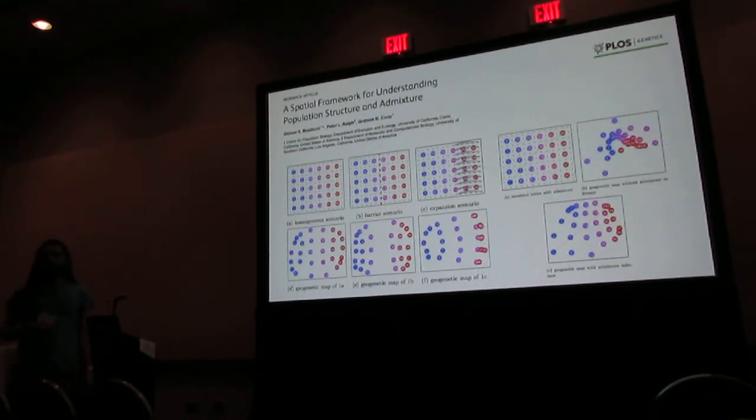a recently developed method called SpaceMix, which basically takes the spatial coordinates and the genetic covariances between populations and gives you their locations if isolation by distance, mutual isolation by distance, were at equilibrium, right?